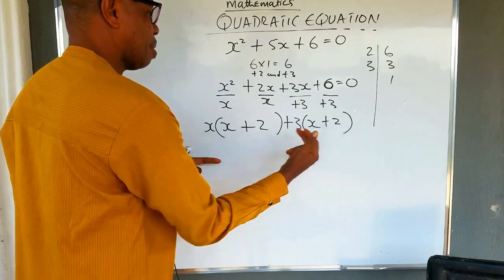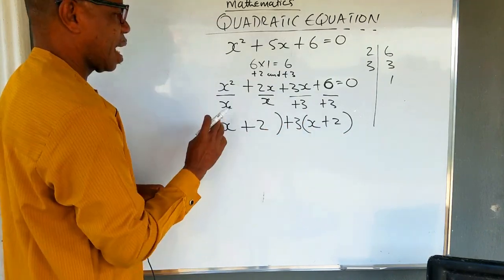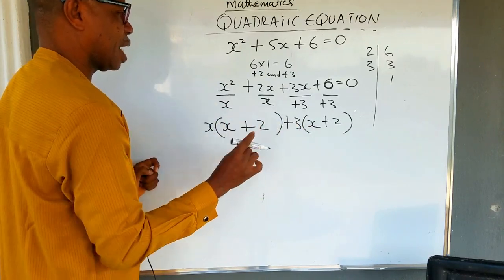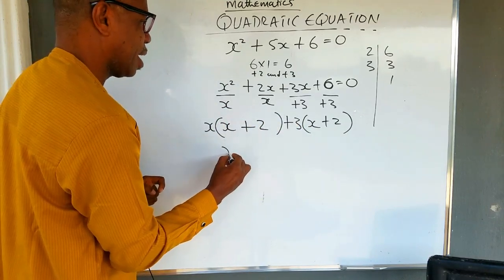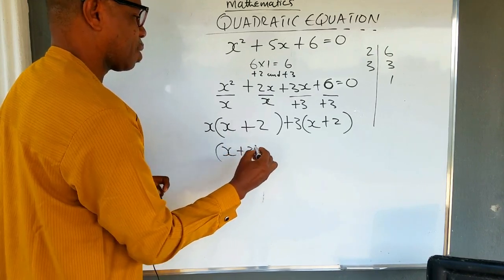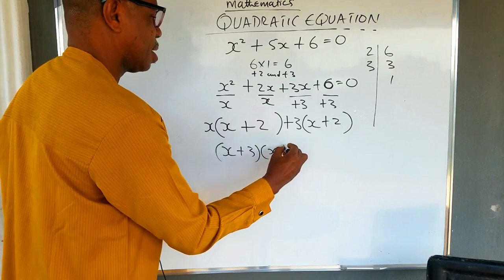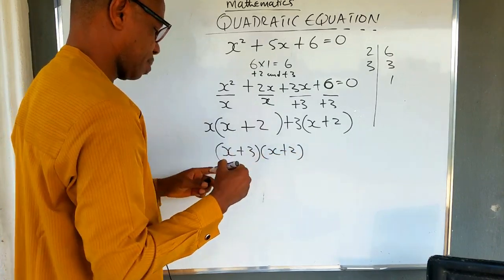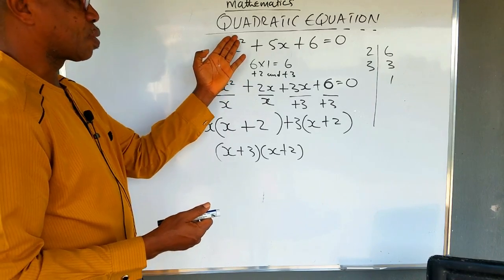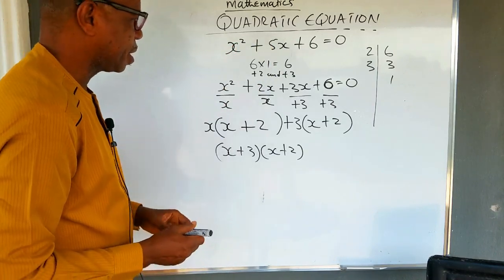It appeared 2 times, so I will take only 1 as one of the factors and x plus 3 as one of them. So I now have x plus 3 as one of the factors and also x plus 2. Now, these are the two factors that will give me x squared plus 5x plus 6.